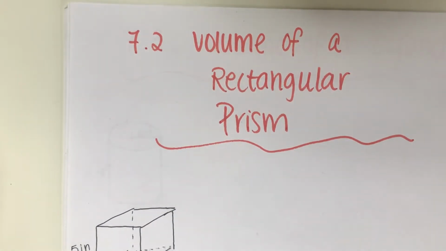So today is the second lesson of Unit 7. Today we're learning about volume of a rectangular prism.